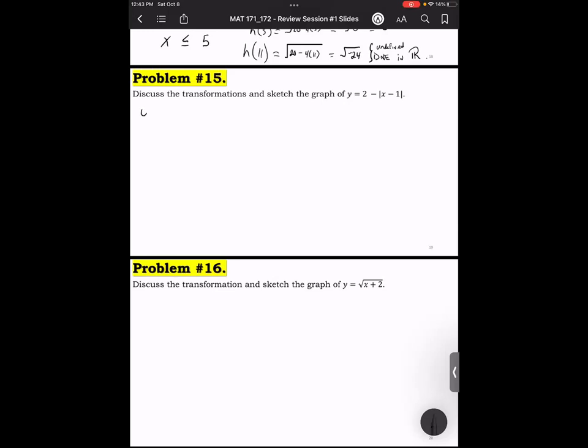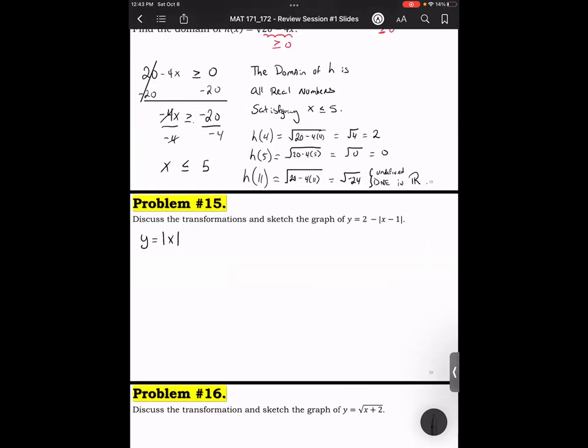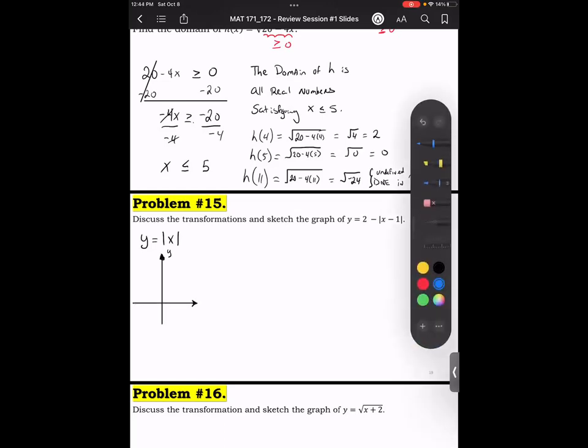When you look at problem 15, you're comparing y equals 2 minus the absolute value of x minus 1 to the equation y equals the absolute value of x. Now, does anybody know what the graph of y equals the absolute value of x looks like? V? Yeah, it's like a V shape, right? It's a V shape where your anchor point is at the origin. So let's say that's 0, 0, the origin, and it should be a V shape, something like this.